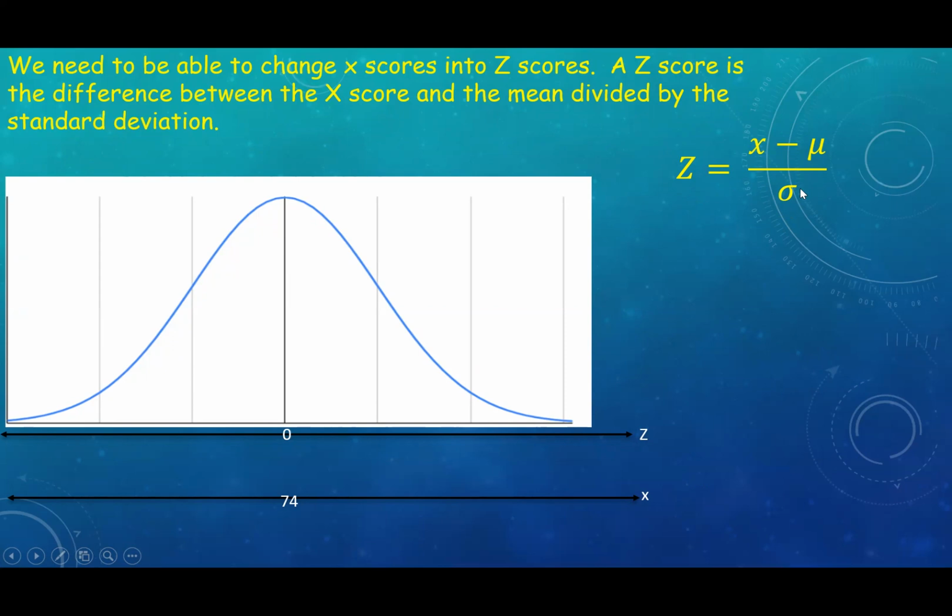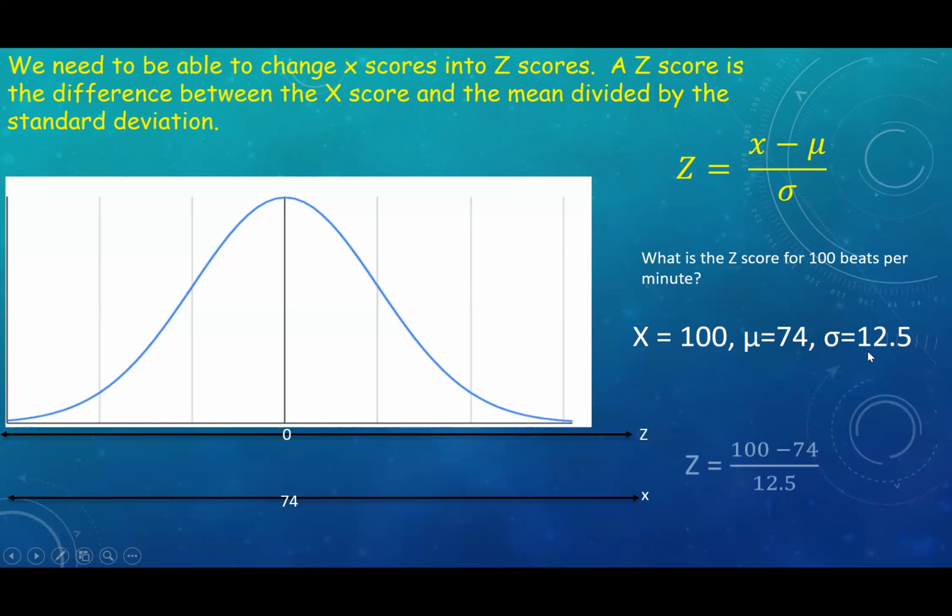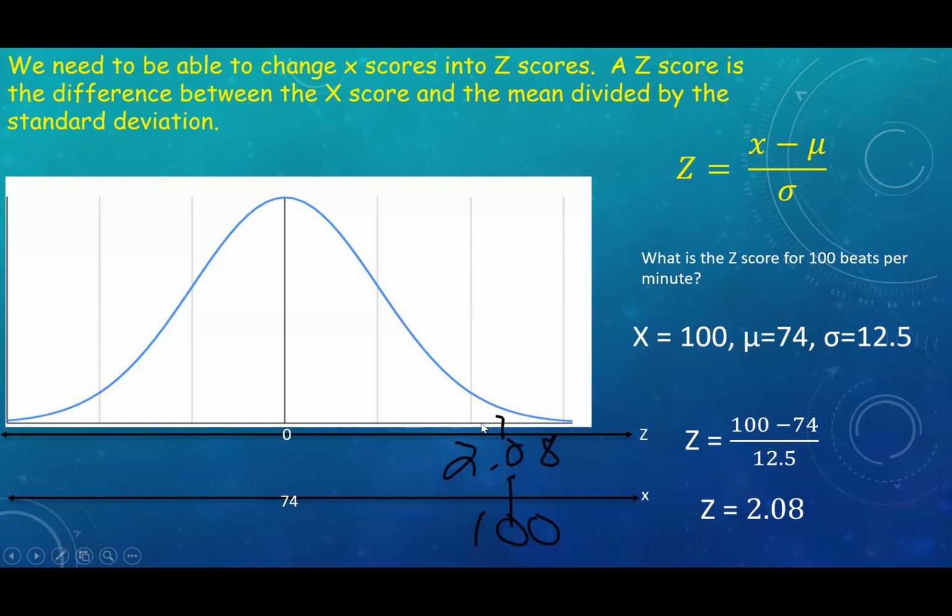So we know that in this case, the mean is 74. So 74 minus 74 divided by 12.5 is 0. So that's why the z-score is 0. So what is the z-score for 100 beats per minute? Well, x is 100. The mean is 74. The standard deviation is 12.5. Plugging and chugging, what do we get? 2.08. So if this is 74, 100's right around here, and the z-score is 2.08.